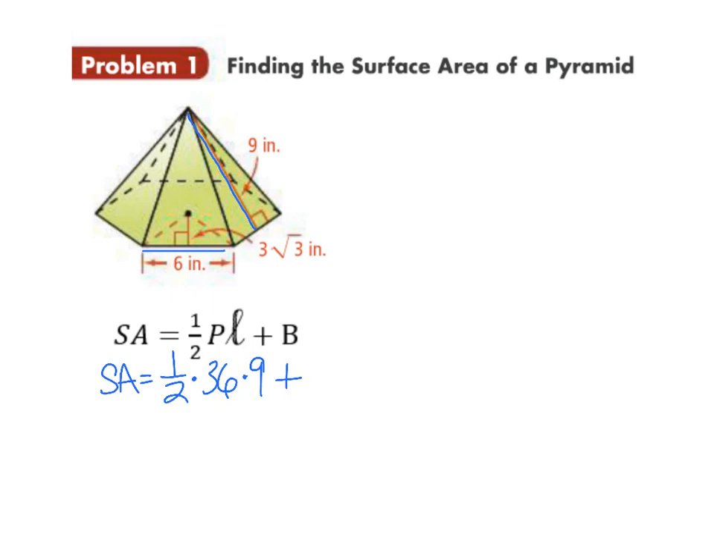All right, this is a hexagon, so that's a 1/2 aP formula. So I have to find the apothem, and I have to find the perimeter. So I have SA equals, let's go ahead and multiply this stuff together. 1/2 of 36 is 18. And then take that times 9, and I get 162 for this first part, the lateral area.